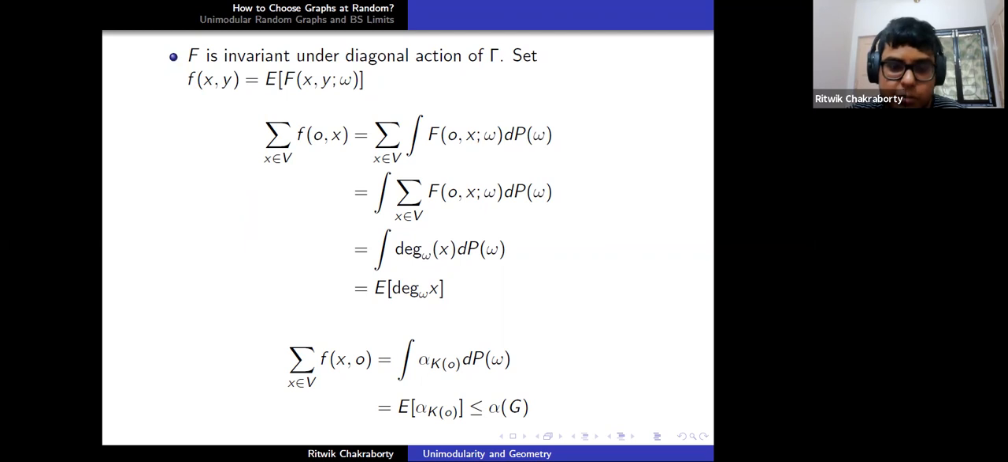Then the mass transport principle tells us that these two quantities, the total mass flowing out of my chosen vertex O, is equal to the total mass flowing into my chosen vertex O. So we just need to compute them. An easy check essentially tells you the total mass flowing out of O, let's just give a minute to see what this is. So this is small f of ox, which is just the expectation, defined here. So this is the integral of F of ox, omega, integrated with respect to dP of omega. Now, by the dominated convergence theorem, you can take the summation inside.